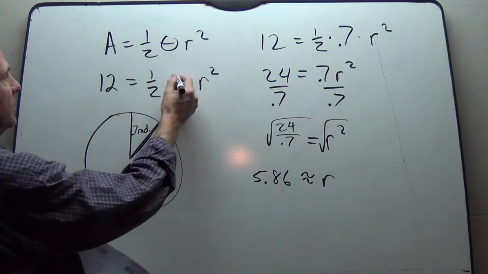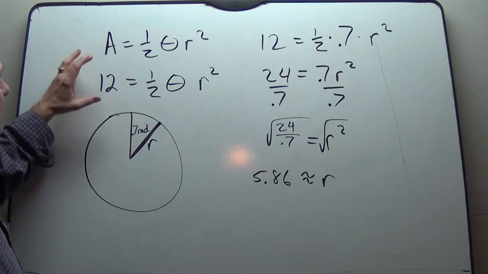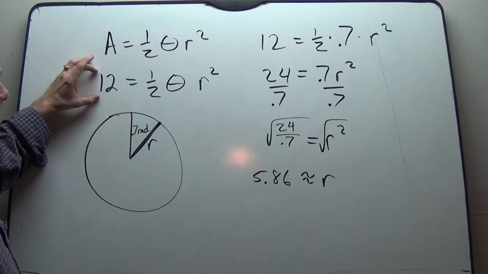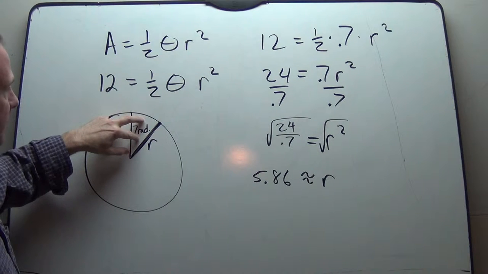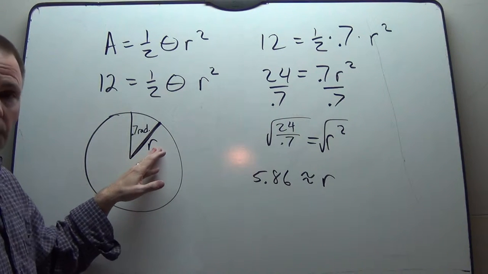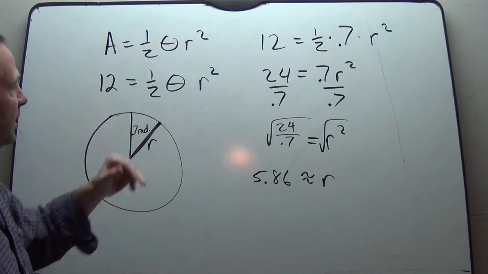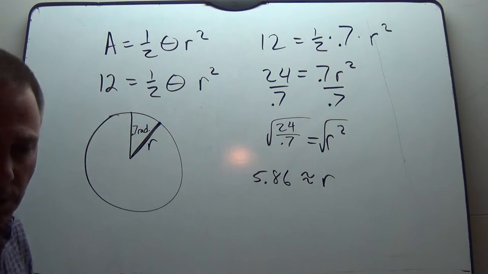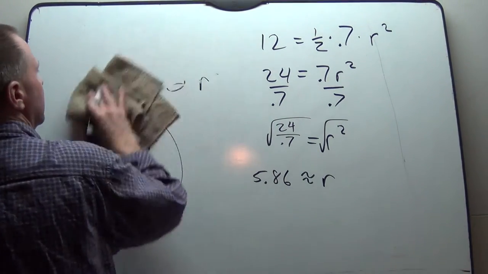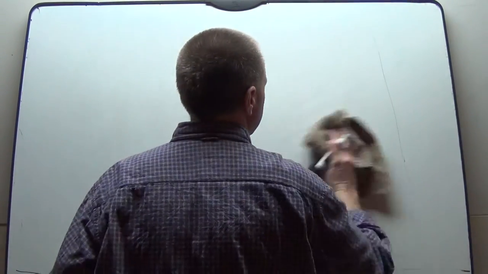Again, let's make sure we understand what we're doing. They gave us the area of this section, and we wanted to find the radius, so all we did was plug in information. All right, let's do another example. That was example 62 part A.